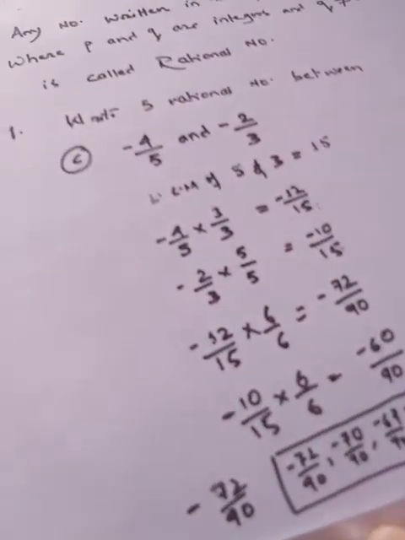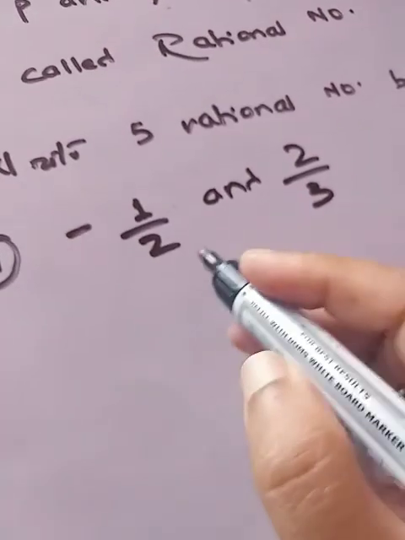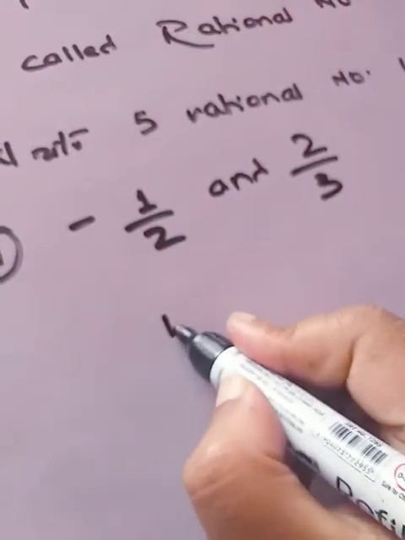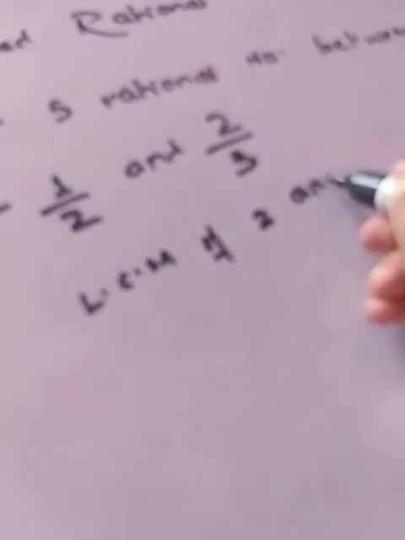Okay, so let's move on to the last sum, that is sum number D. This is sum number D. Again, we see the rational denominators are not same, so we have to get the LCM of the denominators 2 and 3.